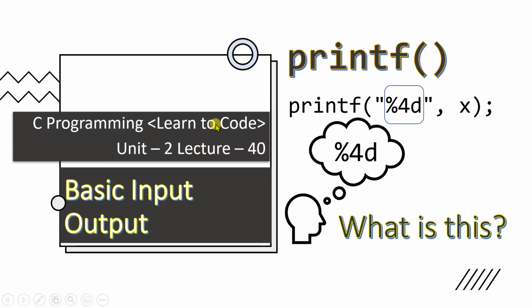Hello and welcome to the course on C Programming Learn to Code series. This is the 40th lecture of Unit 2, and in this lecture we will discuss another basic input-output function known as printf. We also discuss all the formatting characteristics available with the printf function. So let's begin.